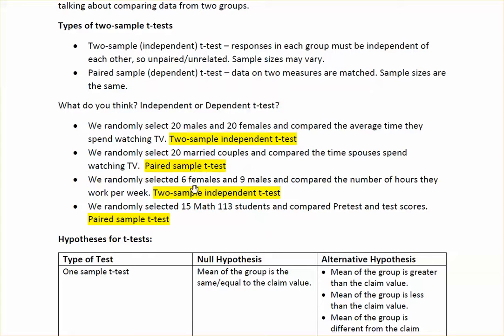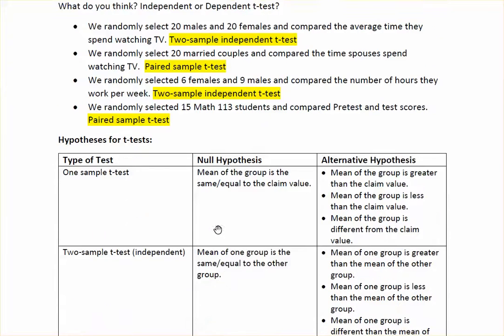So it is the two-sample independent. And then we randomly selected 15 Math 113 students and compared pre-test and test scores. Well, this is paired because we have the same 15 students and we have their pre-test scores and then their test scores. So the pairing is that each student has a test and a pre-test score. So that's where the pairing comes in for the paired samples.